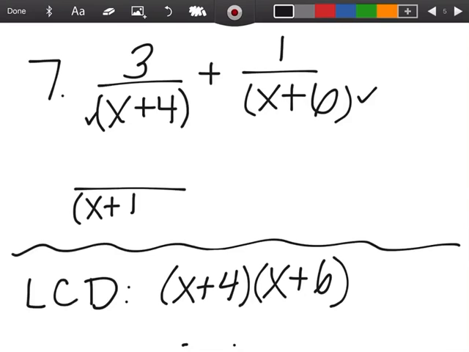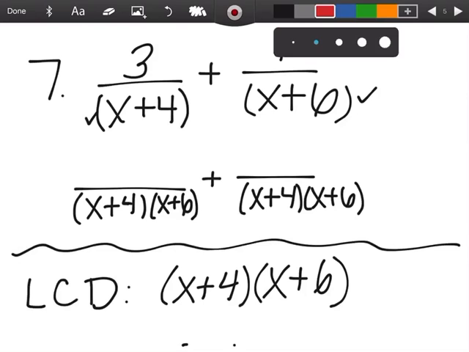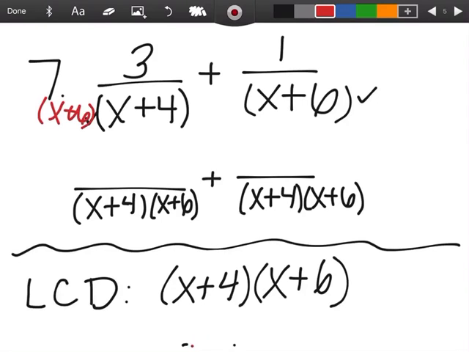And so I'm going to put each of those in the denominator. And then I'm going to multiply by whatever I'm missing. So in the first fraction, I'm missing the quantity x plus 6. So I'm going to multiply the numerator and the denominator by the quantity x plus 6.